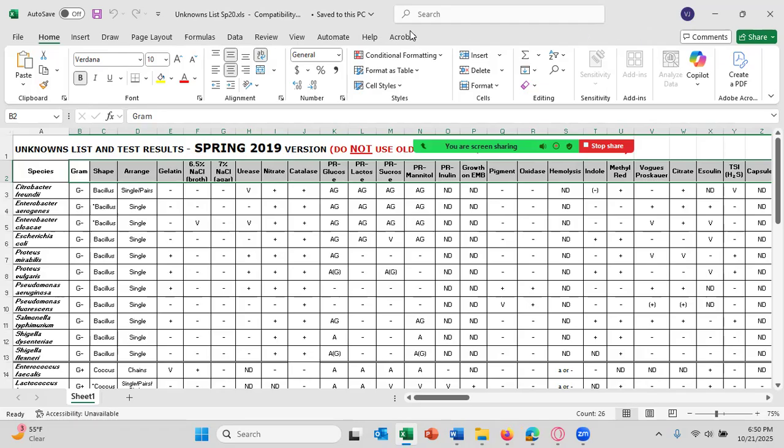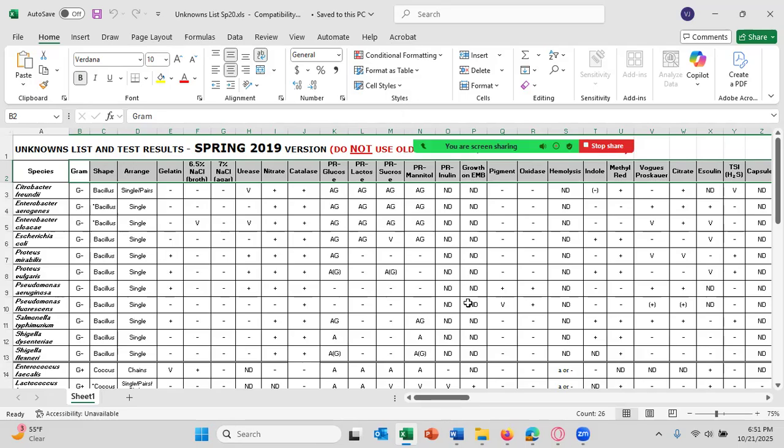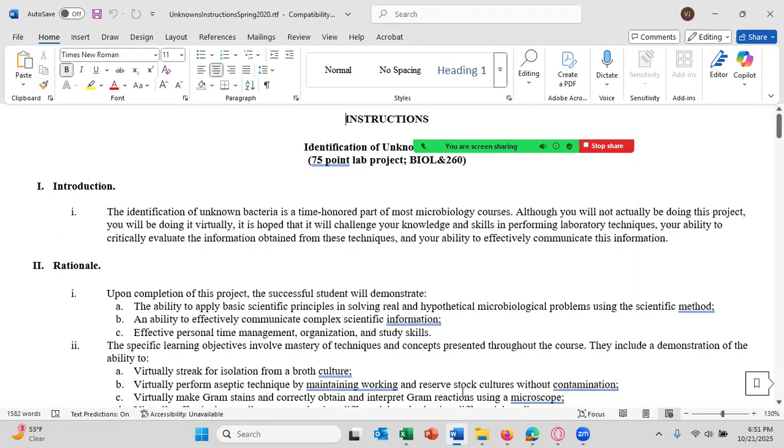If you do unnecessary tests, you will be deducted in the grading, and I'll talk about that when I'm talking about the grading. I lost my train of thought here. Just a minute. Let me get to the instructions.